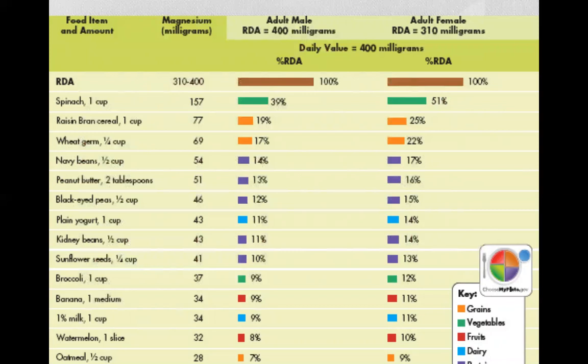These are some food sources of magnesium, and here you actually see all of the colors of the food groups. So magnesium is plentiful in many different foods. It does come from the plant pigment chlorophyll as well as some animal food sources.